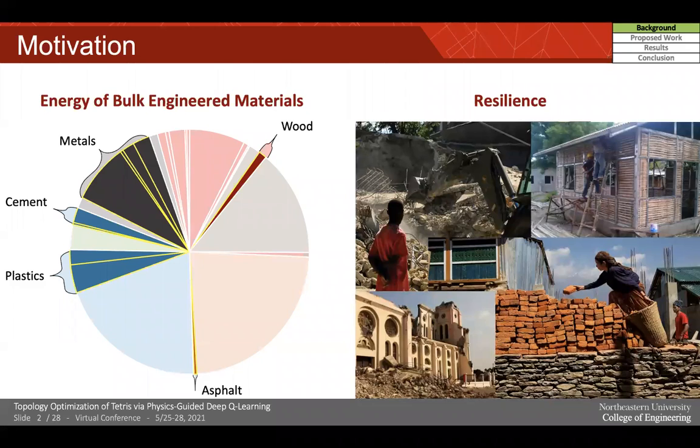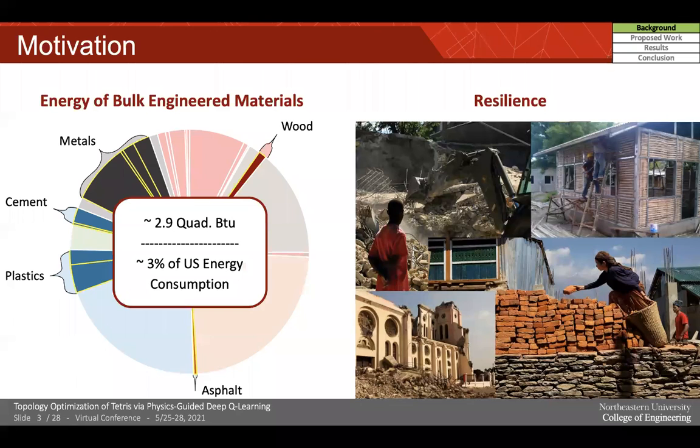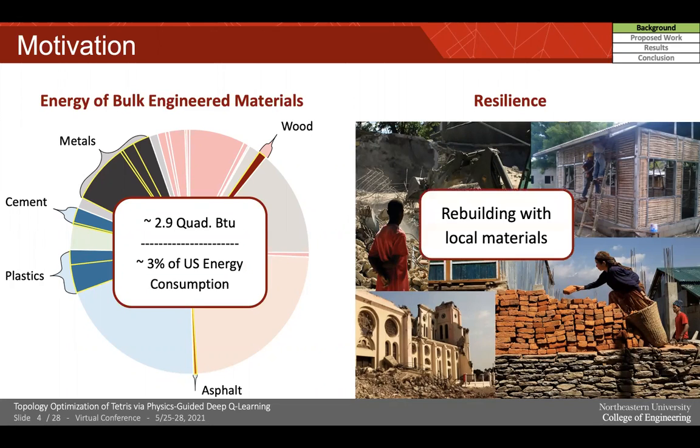First of all, let me talk about the motivation of this research, which is two important considerations for sustainable construction ecosystem: embodied energy and resilience. First, embodied energy is the energy consumed to produce and transport the material. On the left side of the slide, it is shown that it takes about 2.9 quadrillion BTU to produce the construction material, which takes a significant portion of US energy consumption and CO2 emission. Another thing is about the resilience of construction ecosystem, which can be improved if we can properly utilize local materials for rebuilding.